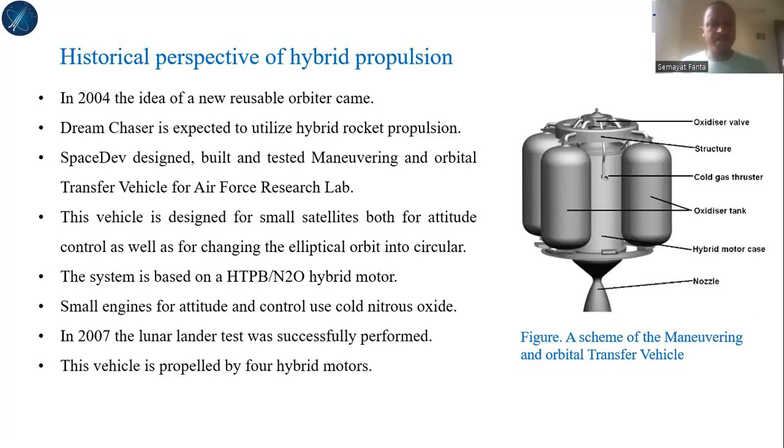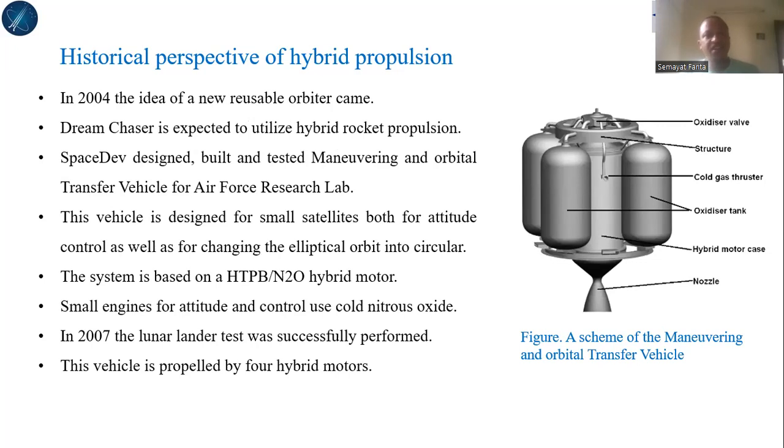From some research work done by some scholars, let me see these things. The history of this hybrid propellant system, okay? In 2004, the idea of a new reusable orbiter came. So on that, Dreamcaster is expected to utilize hybrid rocket propulsion.